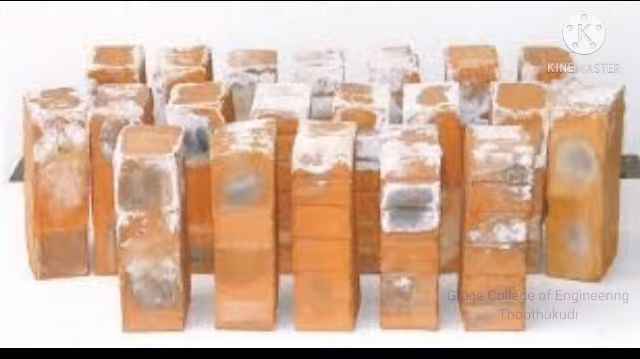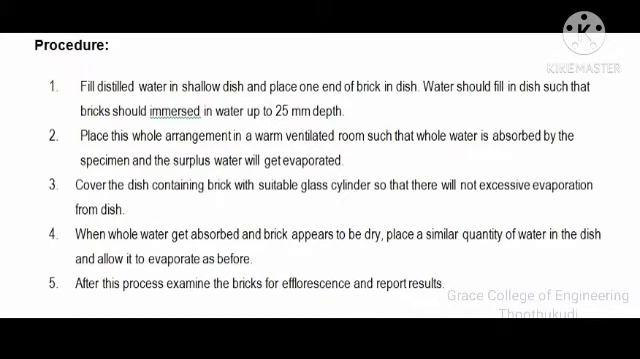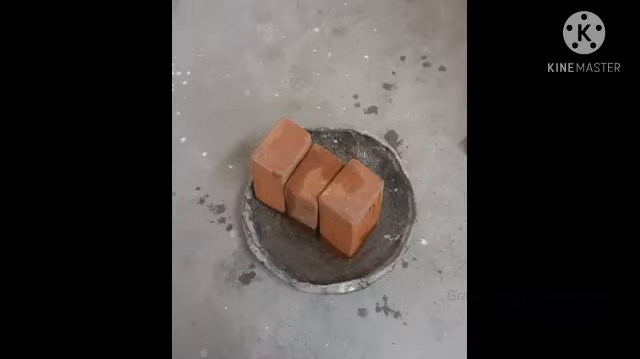The procedure to be followed in this experiment is that a shallow dish will be filled with distilled water up to a depth of 25 mm, and the bricks are placed in the dish, and the dish has to be covered with a glass container so that excess evaporation is avoided, and the bricks should be kept in a warm ventilated room. After more water is absorbed by the bricks, we can pour some amount of water in the dish. After this process we have to examine the bricks for efflorescence and we have to write the result.